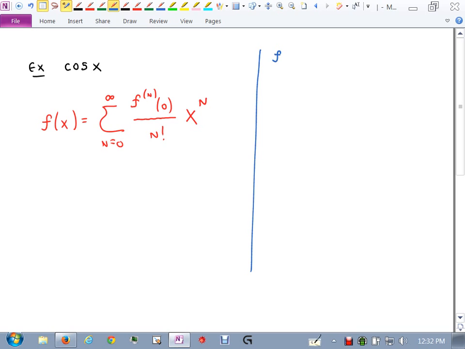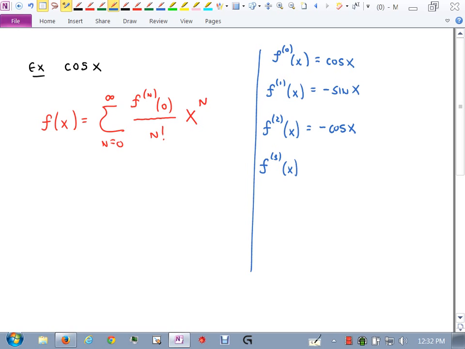What's the 0th derivative of the function? Just cosine x, right? What's the first derivative of the function? Negative sine x, right? What's the second derivative of the function? Negative cosine x. What's the third derivative of the function? Sine x. What's the fourth derivative of the function? Cosine x. And now what's going to happen? It's going to keep repeating itself, right?